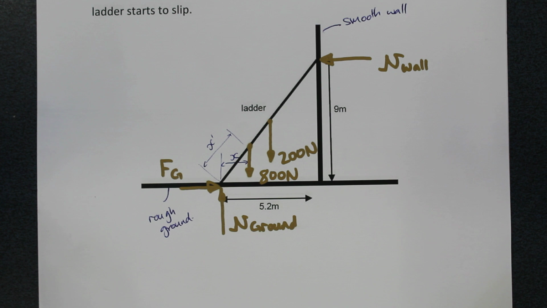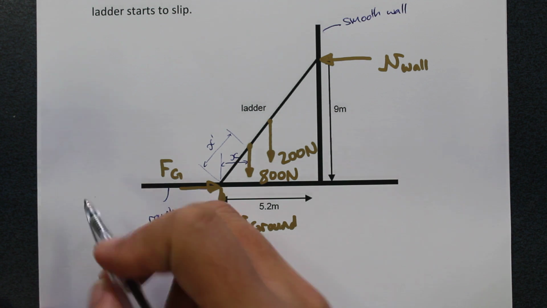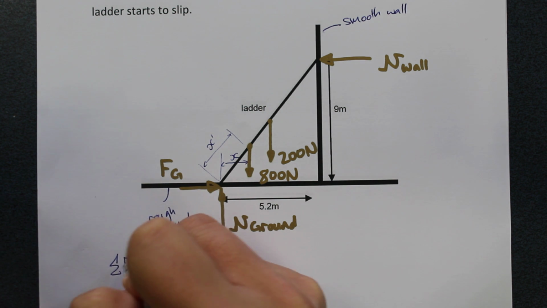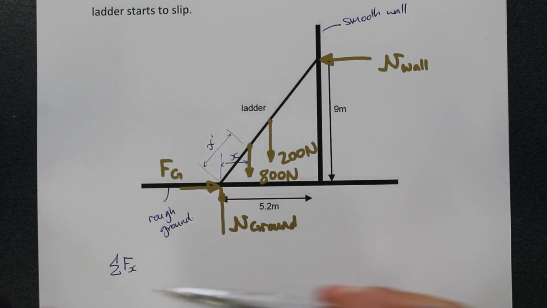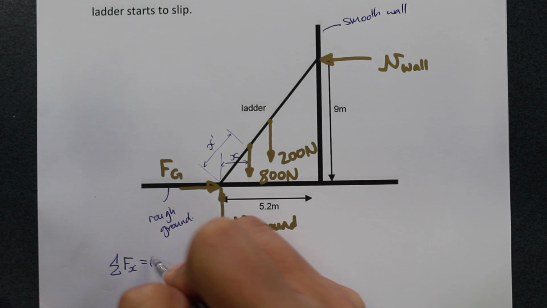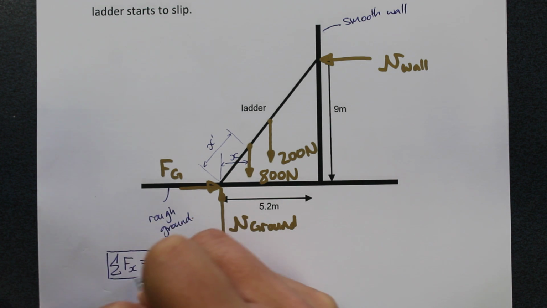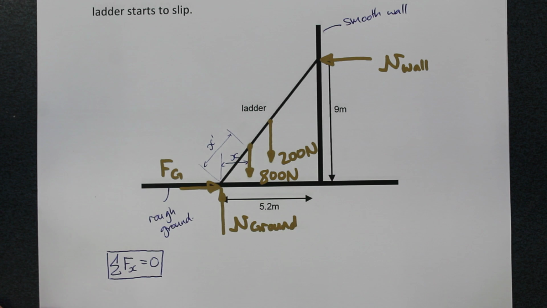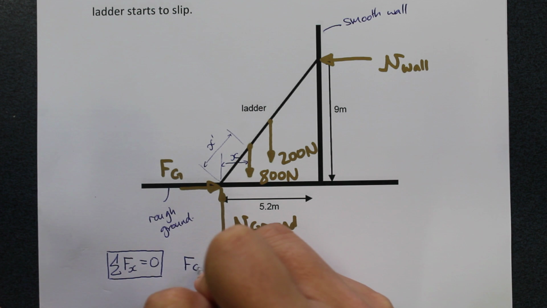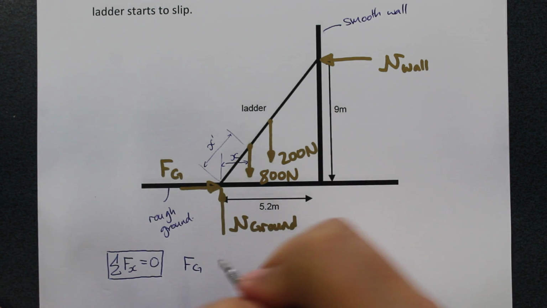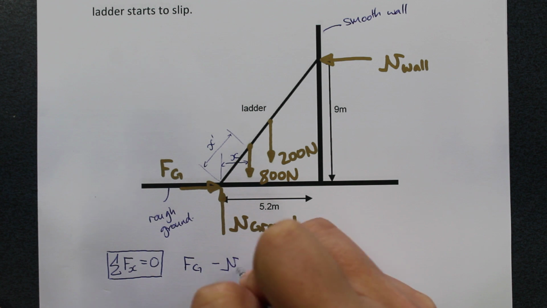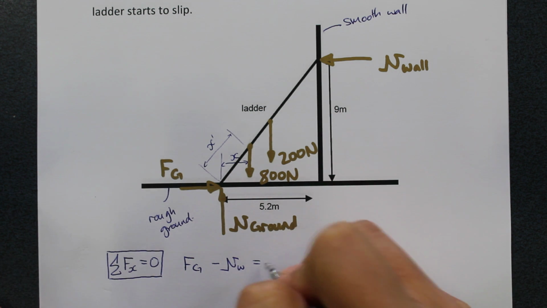The next step is to look at the equilibrium of forces on the ladder. For the ladder in the x direction, we can look at the conservation of forces. In the x direction, the ladder is stationary, so the sum of forces in the x direction will be equal to 0. Then we can write down each force in the x direction. We've got Fg going towards the right, and Nw, or N of the wall, going back towards the left. This is going to be equal to 0.